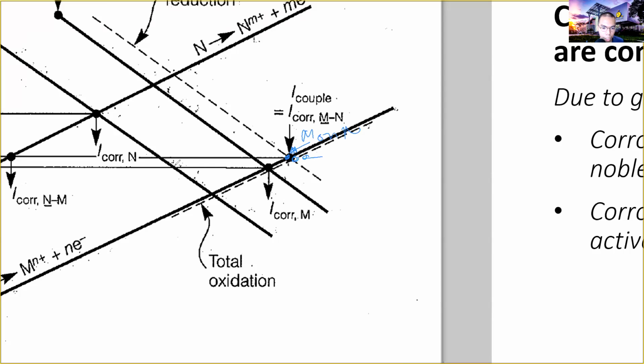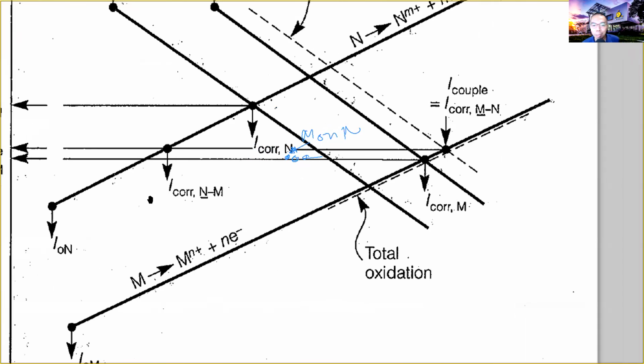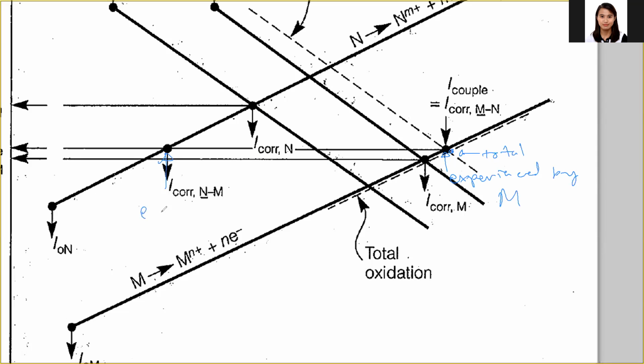Then ito yung N on M. Siyempre tinuro ko para nakita niyo sa screen. Tapos ito yung N on M. Ito yung total. This is total. This is experienced by M. And this is experienced by N.